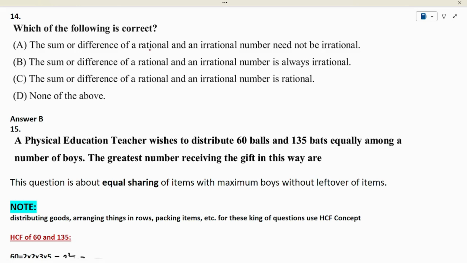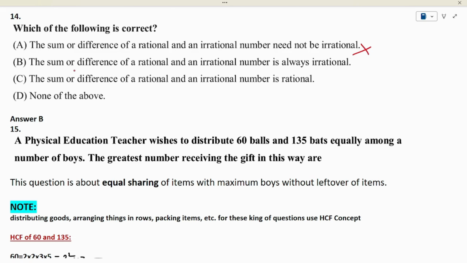Sum or difference of rational and irrational numbers need not be irrational. This statement is wrong. Why? Because in the previous example, I said that any number added to an irrational number or any number subtracted from an irrational number will automatically become an irrational number. So option A is the wrong answer.